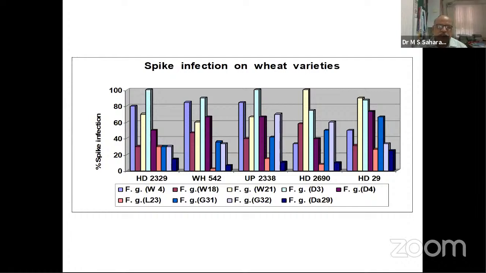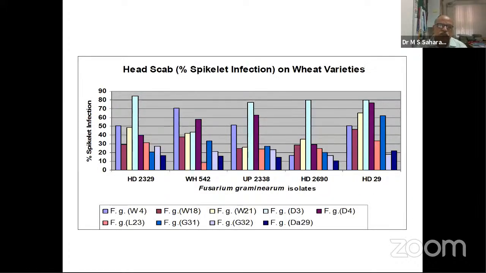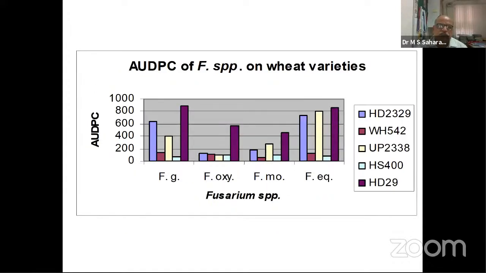For pathogenic variability, we studied this on the basis of spike infection. On the basis of percent spikelet infection, with isolates from Wellington, Lahaul Valley, or Gurdaspur, we could find variation in the disease level in different varieties. Likewise, we also did the area under disease progress curve, and on that basis, there was variation in the disease progress.